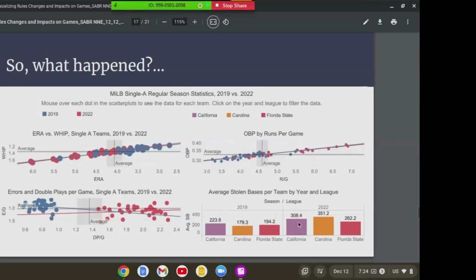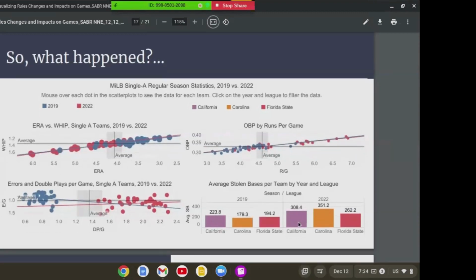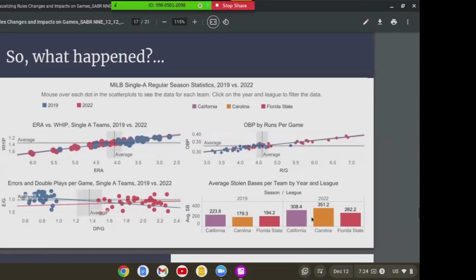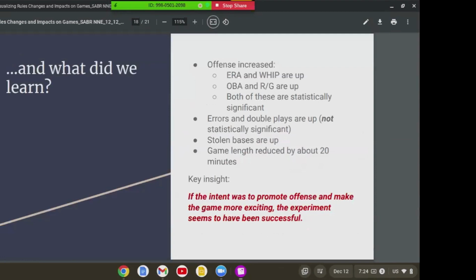And then what we see here is that stolen bases went up quite a bit in 2022. In the case of the Carolina League, doubling. And we didn't see quite as much of a performance improvement in the California and Florida State League, but that was really interesting too. So what did we learn from this?